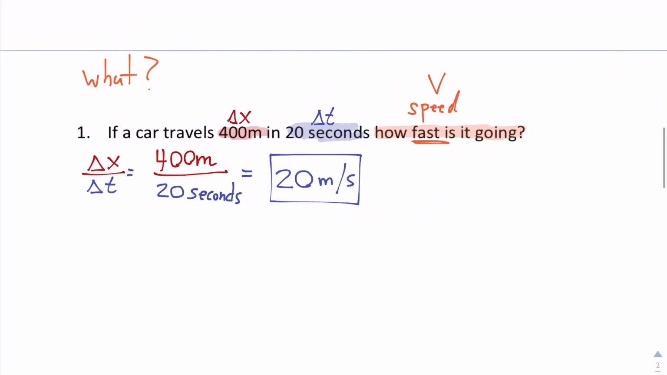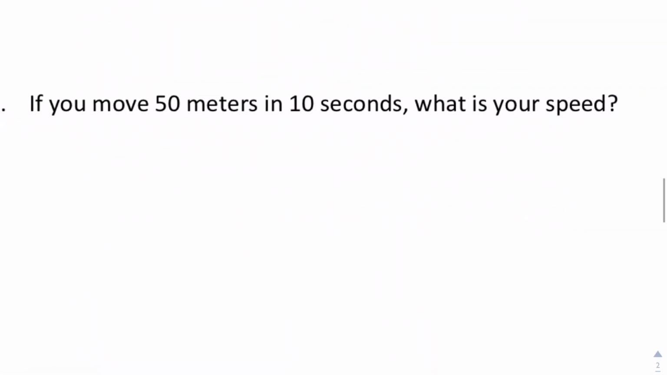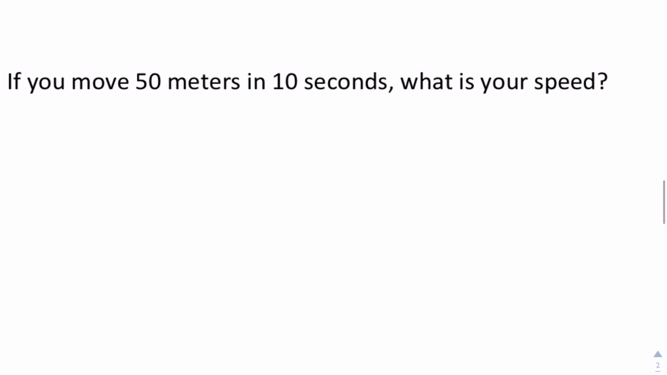All right, let's do another problem. We're going to do it a little bit quicker. Same format, though. We're going to do this exact same way, but follow along if you can. Here, we're going to move 50 meters in 10 seconds. What is your speed? Again, what are they asking for? What do they want from you? In this case, it's spelling it out pretty clearly. It wants your speed. Speed is v.